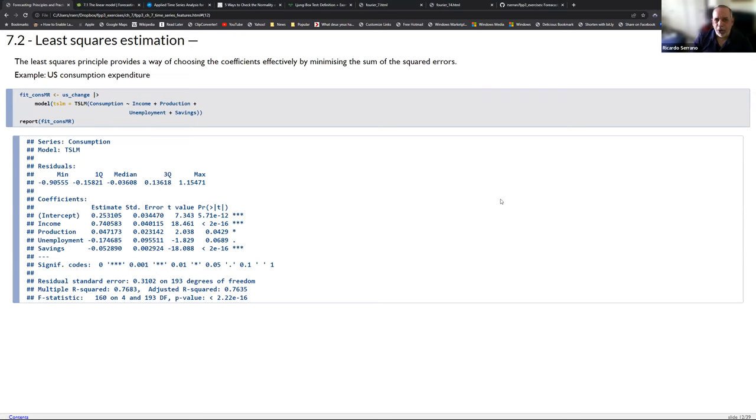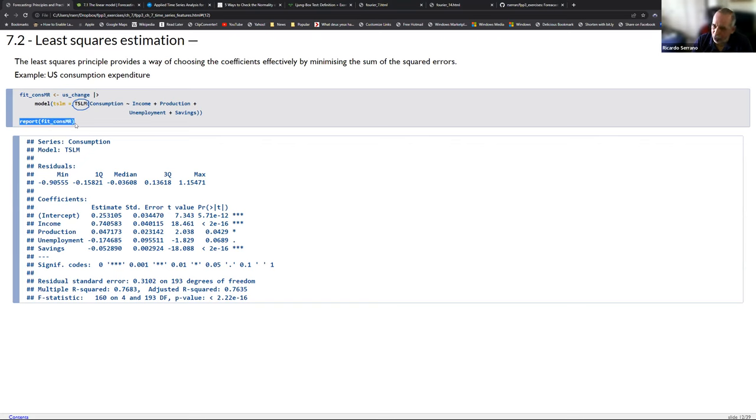All right, so let's go back to the model. Now we're going to use a function called TSLM, which is time series linear model. It's a linear model applied to a time series. Basically the same as the LM, but you will see some differences. So we're going to do the data frame. Consumption is the target, the Y. Now we're going to add income, production, unemployment, and savings, and we're going to fit it. We're going to create this fit, fit consumption MR, a multiple regression model, and we're going to summarize or report it.